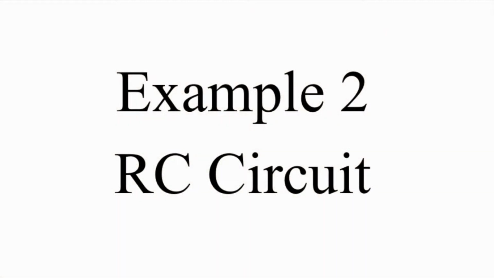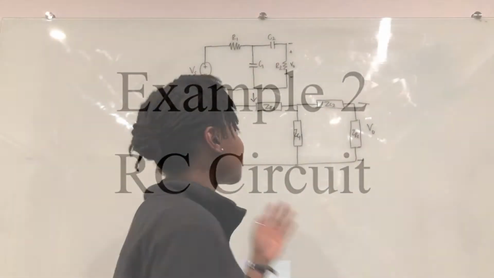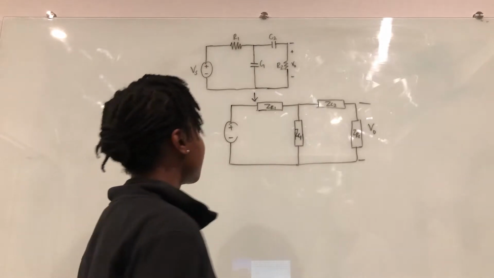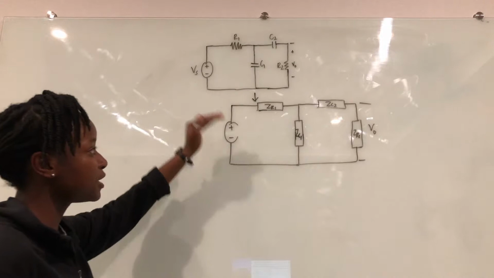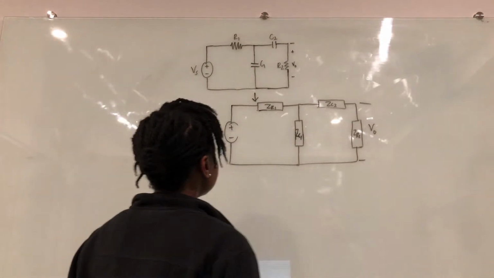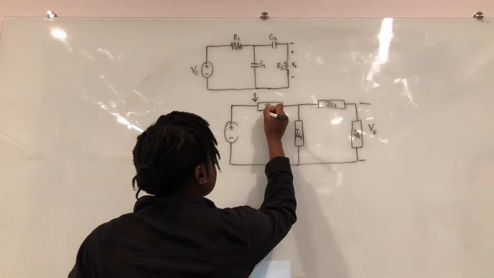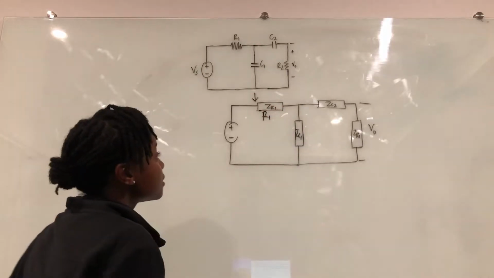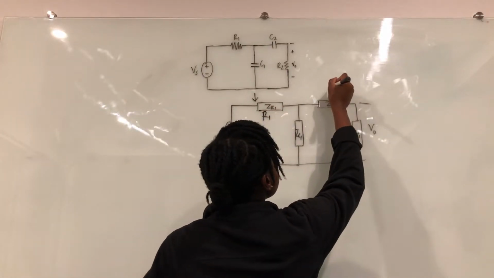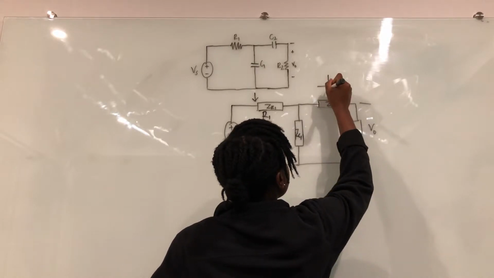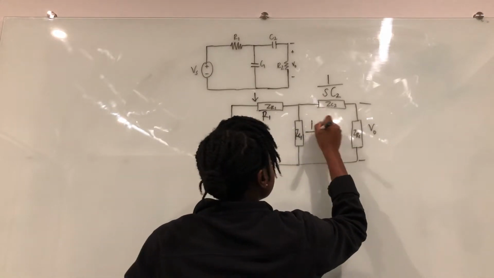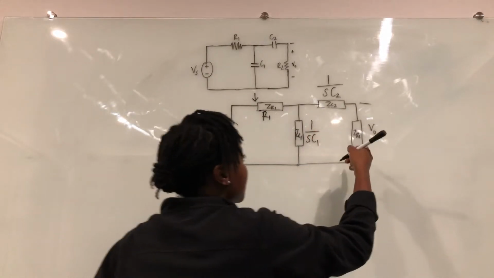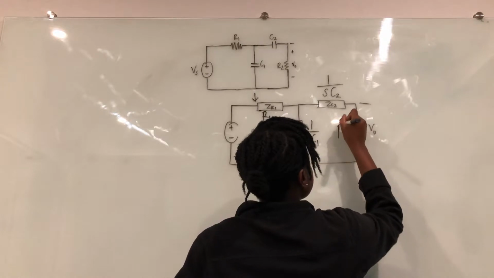Now that we have an understanding of how to solve an RL circuit, let's take a look at an RC circuit. This is an example of a simple RC circuit, and I've gone ahead and converted the circuit from the time domain to the Laplace domain. The first impedance is simply representing R1, and the second impedance for the capacitor is representing 1 over SC2, and this is representing 1 over SC1, and the last impedance there is just representing R2.